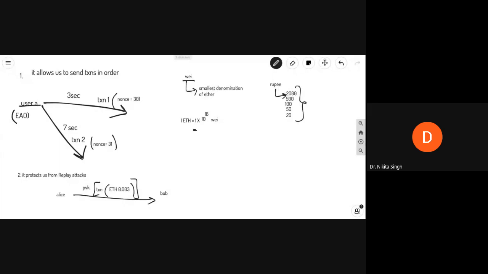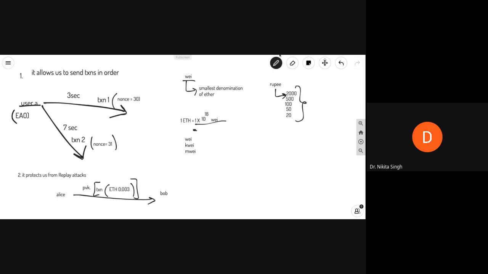Similarly, there are several subunits of ether. There is Y, then there is KY, there is MY. So these are the sub-denominations of ether. You know Y is 1 into 10 to the power 18 Y make 1 ether.